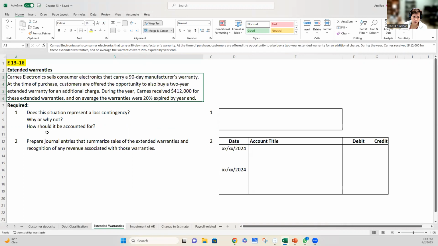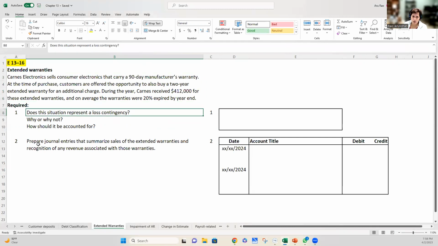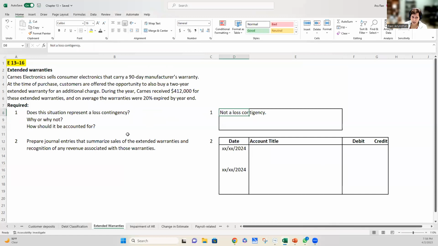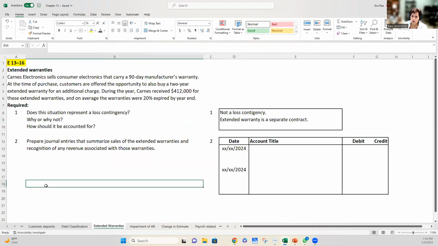The first one has 3 parts. Does this situation represent a loss contingency? We are not talking about the manufacturer's warranty of 90 days. We are selling a warranty beyond that time period. Therefore, no, this is not a loss contingency. Question is why or why not? And our answer is that an extended warranty is a separate contract.